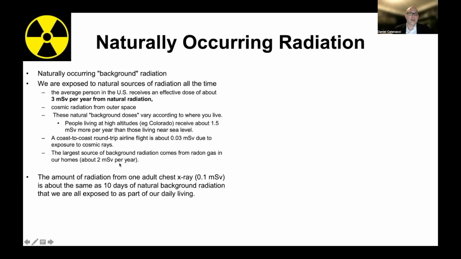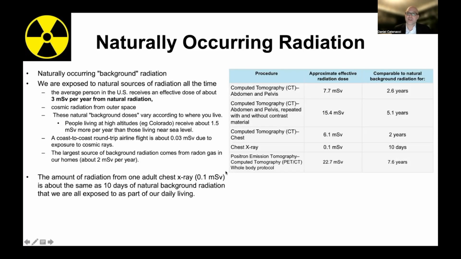And so the important thing to understand is that the amount of radiation from, say, a single chest X-ray is quite small in comparison to even just our background radiation, at 0.1 millisievert. So it's about the same as being exposed to just 10 days of natural living.